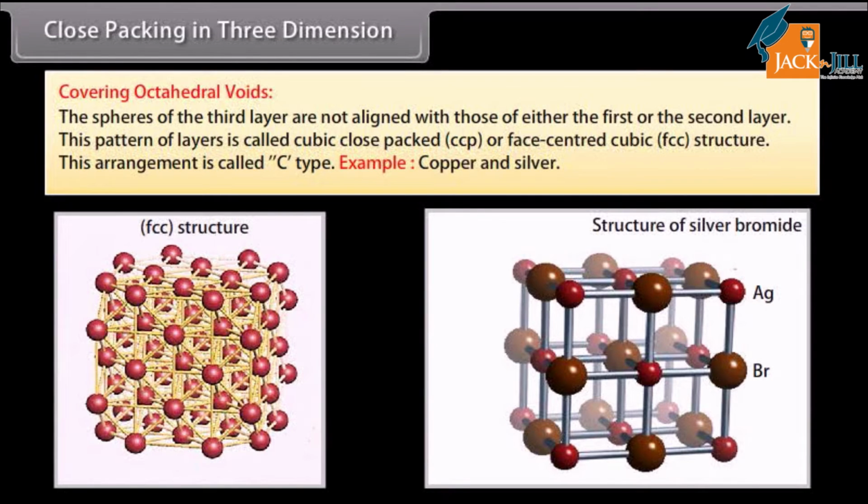2. Covering octahedral voids. The spheres of the third layer are not aligned with those of either the first or the second layer. This pattern of layers is called cubic close-packed CCP or face-centered cubic FCC structure. This arrangement is called C-type.